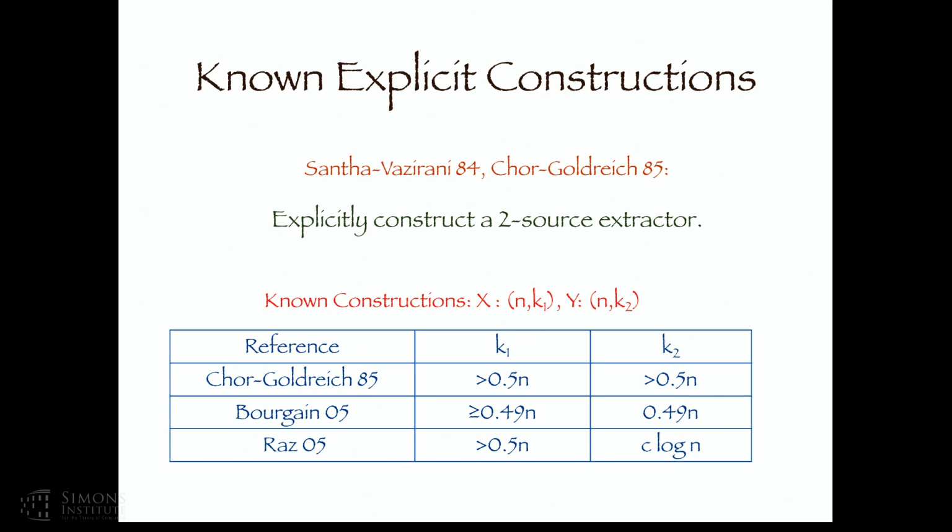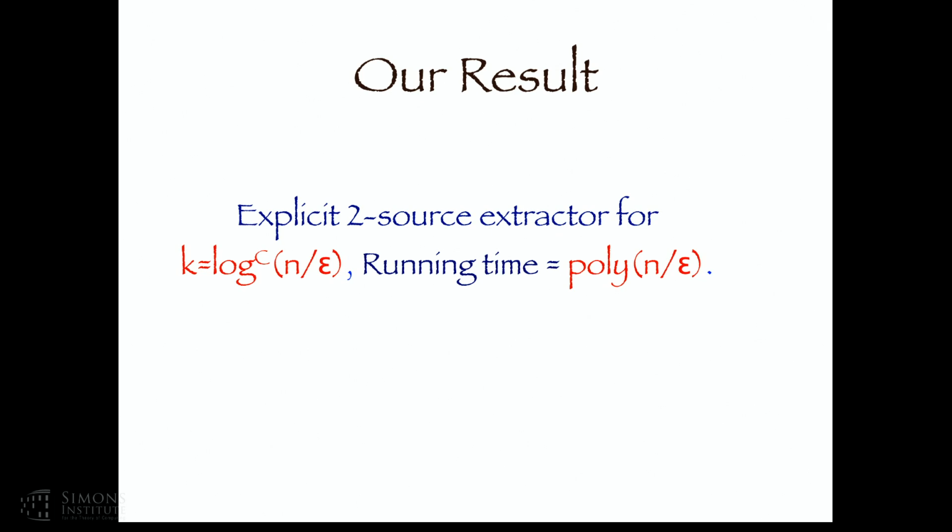All right. And it remained a challenging open problem to get an extractor where both the sources have min-entropy much smaller than, say, n/2, even 0.1 n. So the main result with David in this talk is an explicit two-source extractor, which works for min-entropy polylog n, where the C in our work was 75. And the running time is poly n/epsilon.